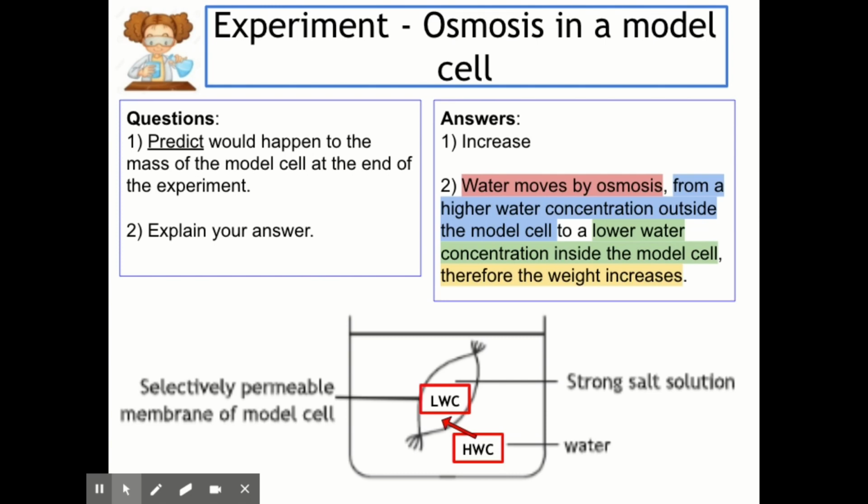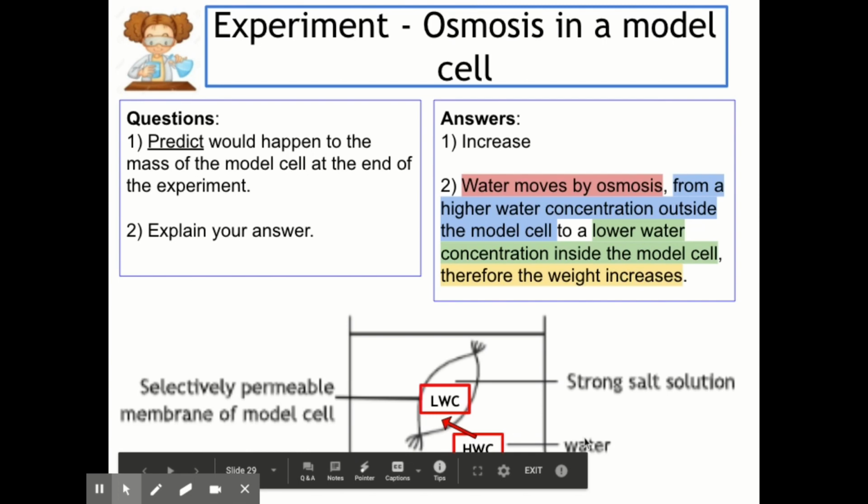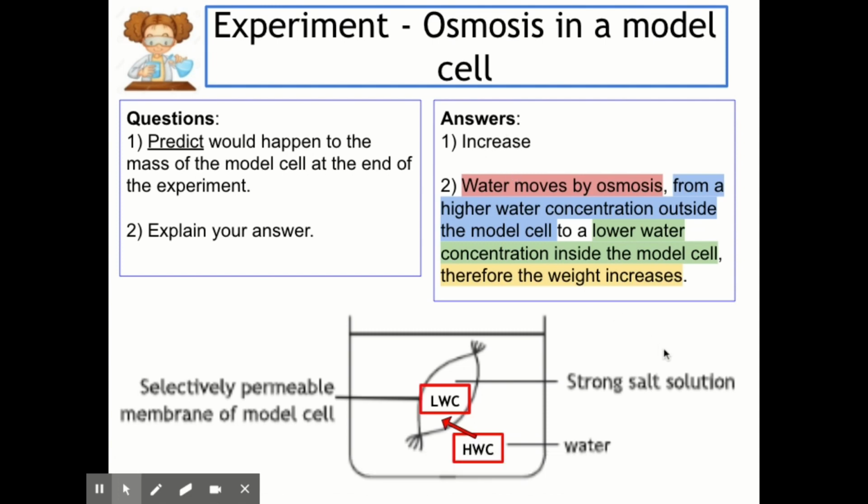Now my first tip here is predict questions are common in the exam and when they ask you to predict, they only want a short answer. They literally want you for number 1 to just say increase, decrease or stay the same. In this case, there's a higher water concentration in the pure water outside the model cell. Strong salt solution will have quite a lot of salt, so less water, so low water concentration inside. So water is going to move from high to low into the model cell. And what this means is that the weight of this model cell will increase. So increase is our first answer.